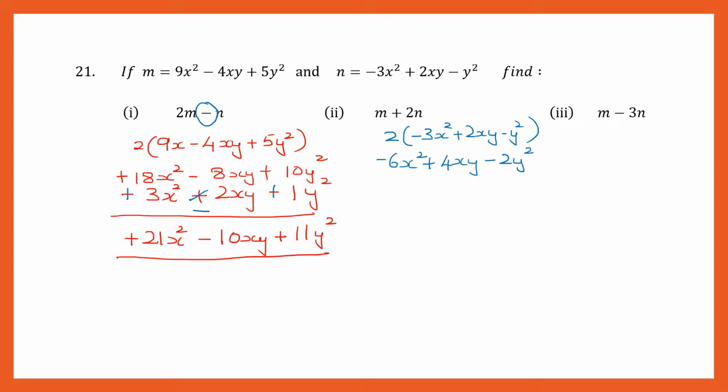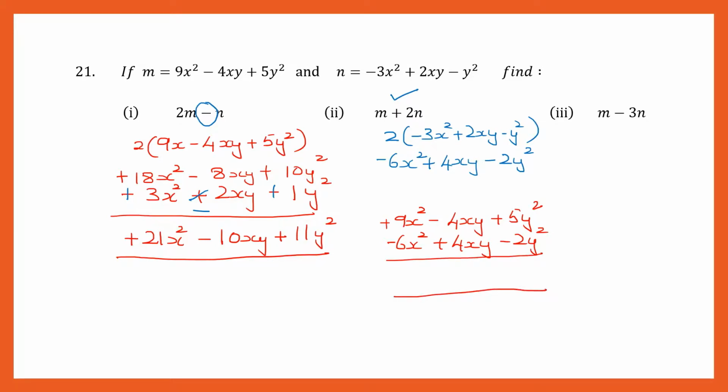Now we need to add m plus 2n, question 2. So let me write down m first. m is 9x square minus 4xy plus 5y square. And I need to add 2n. And we've got 2n here. So let's add it: minus 6x square plus 4xy minus 2y square. Okay, so let's add this up. Put a plus sign here.